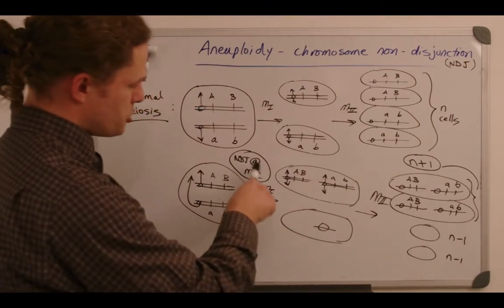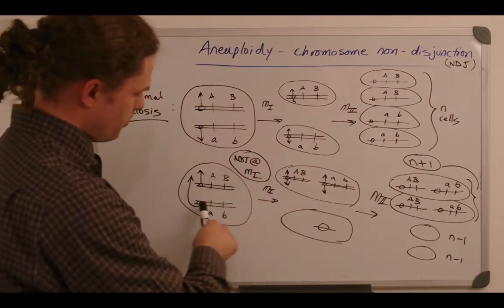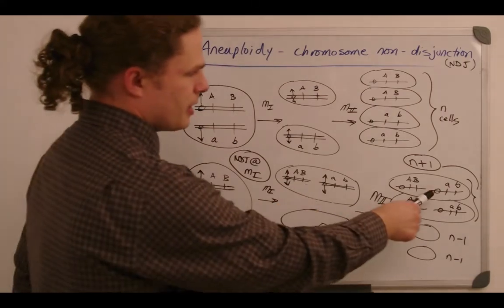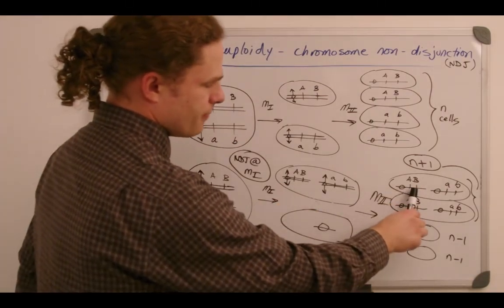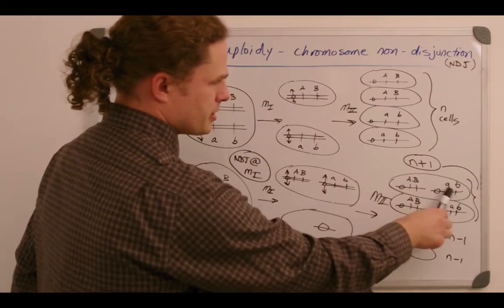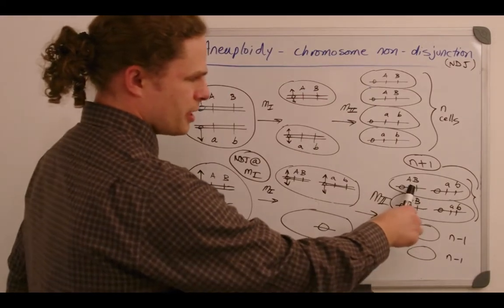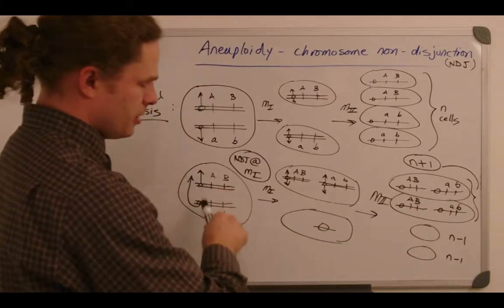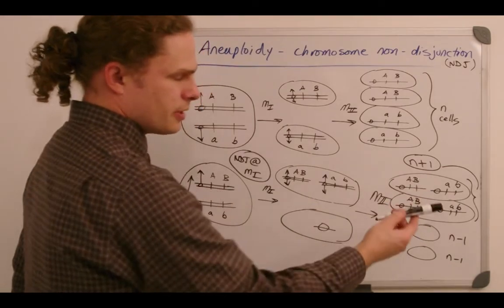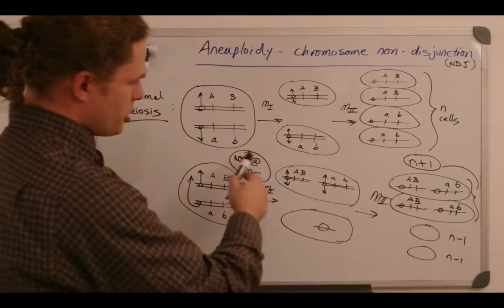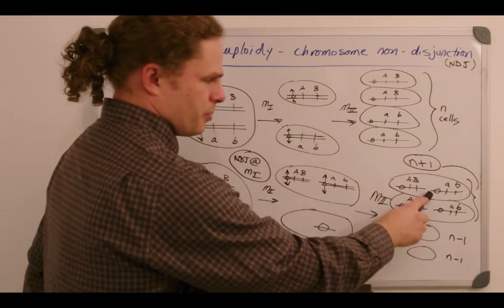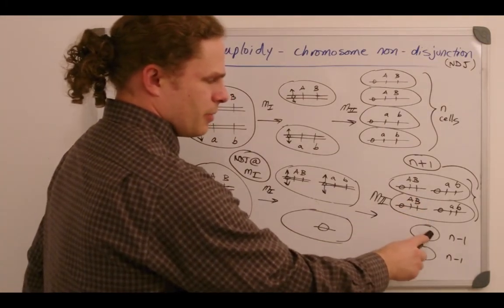And you'll notice a non-disjunction event at meiosis 1 puts non-sister chromatids into the same cell, and then the n+1 state shows that we actually have non-sister chromatids present. So we actually have one of each copy of the 2n set in one cell. And the other thing to notice is that a non-disjunction event at meiosis 1 produces two cells that are n+1 and two cells that are n-1.